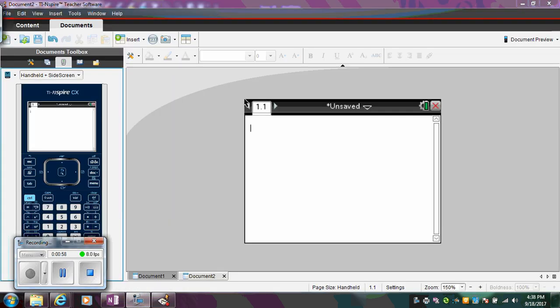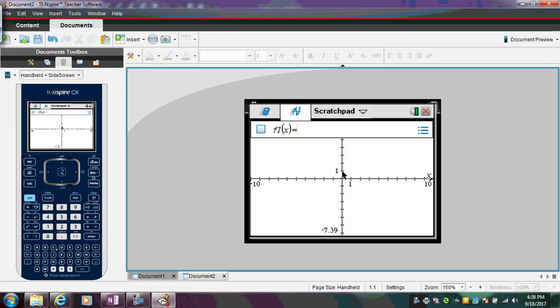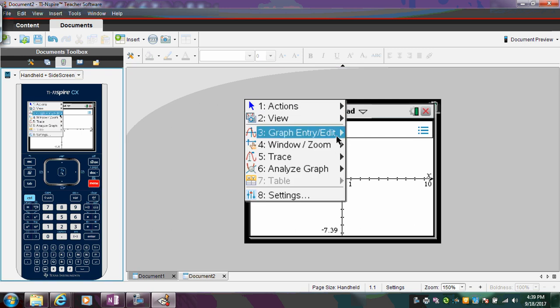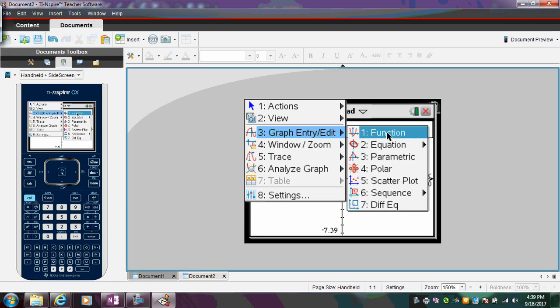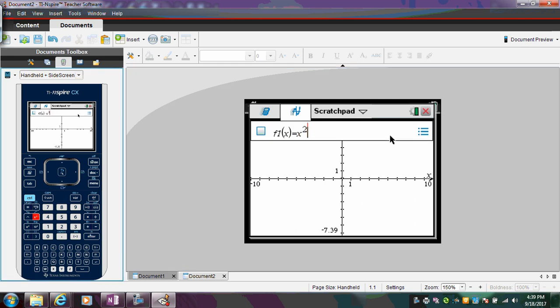So go ahead and grab your calculator. The first thing here is I'm just going to go to the home button. I'm going to go to B for the graph. And then we're going to go ahead and type in our equation. Remember, if it doesn't show up where you can enter it, just go to menu and then graph entry. And then we're going to just say function. So from here, I'm going to have x squared minus 8x plus 7.